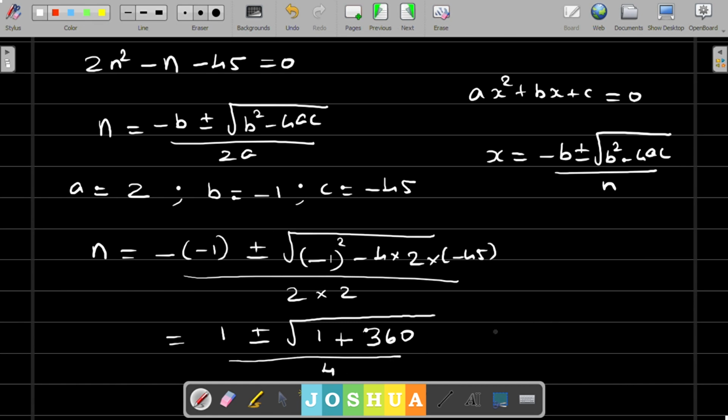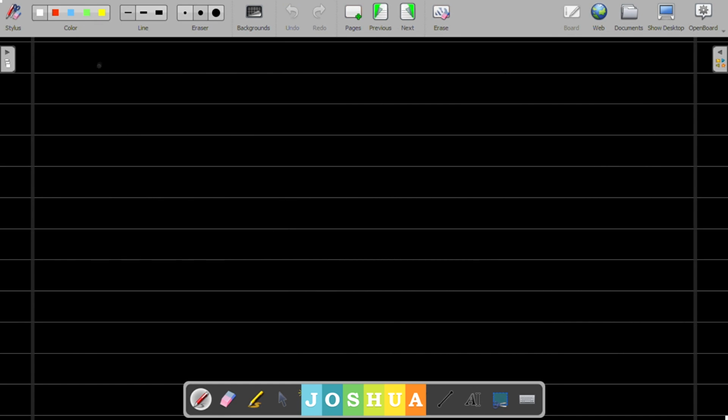So further this equation can be written as 1 plus or minus square root of 361 upon 4. So now with this value I am coming to the next page here. So n is equal to 1 plus or minus square root of 361 divided by 4.